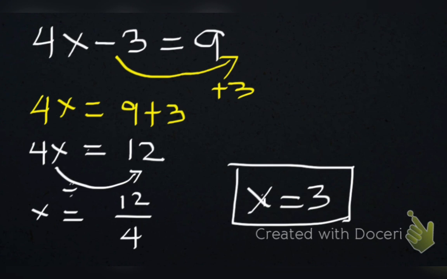We find the x. So no need to keep looking for x. X is already found. So lost and found x. Lost and found x is 3.